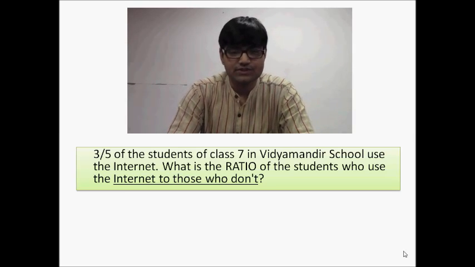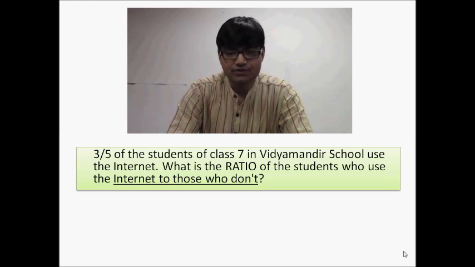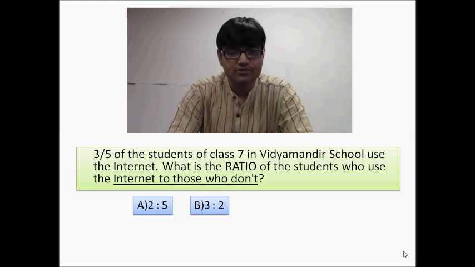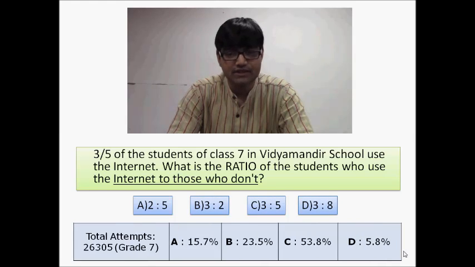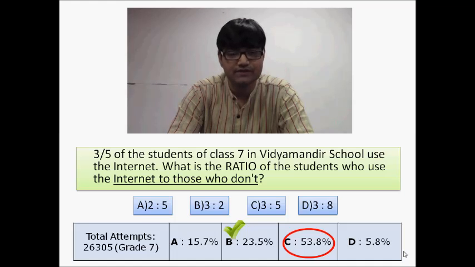Now look at this sample question. The fraction of students who use the internet is given in the question. Then we are asked the ratio of those students who use internet to those who don't. The data shows us that out of 26,305 students who attempted this question, 23% chose the right answer, while nearly 54% chose the option which reflects the misconception we had previously discussed.